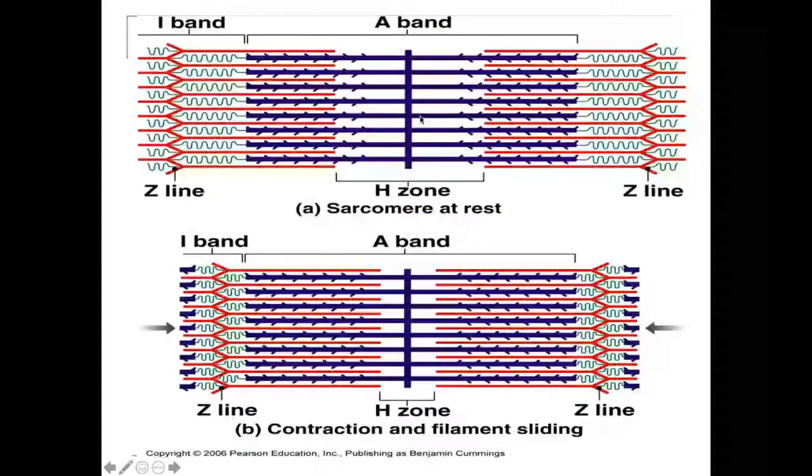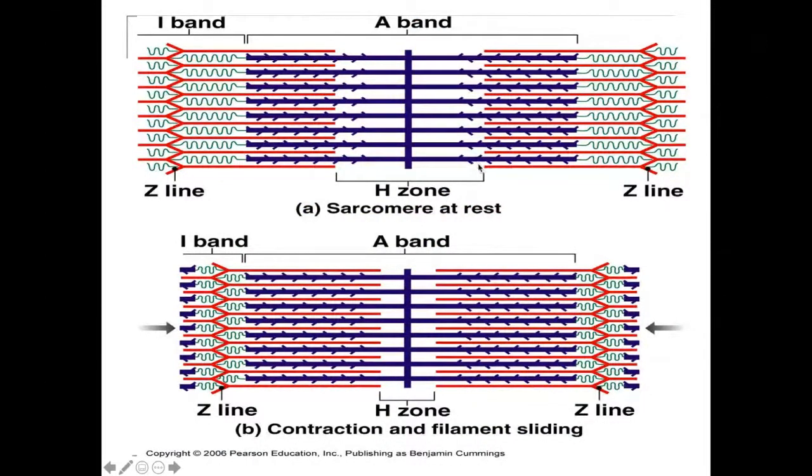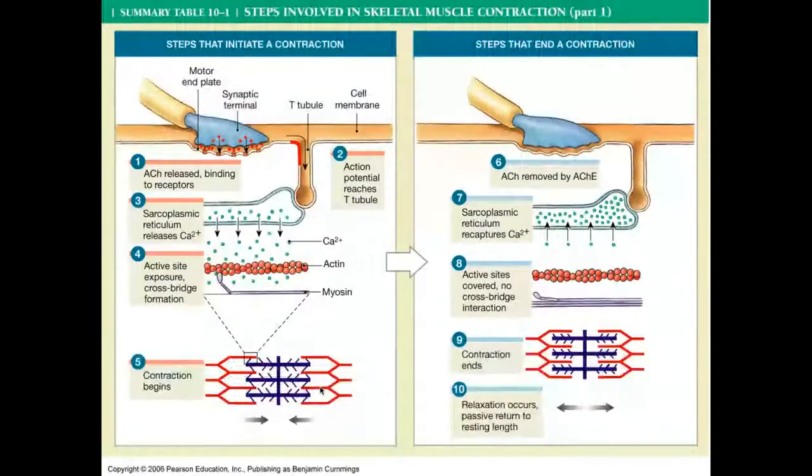On the top, we see a sarcomere at rest. If you look at the H zone right here, it's nice and wide. Here you can see the H zone shortened. So this is in a contracted state. That means that the myosin heads found a way to bind to actin and bring them closer together.